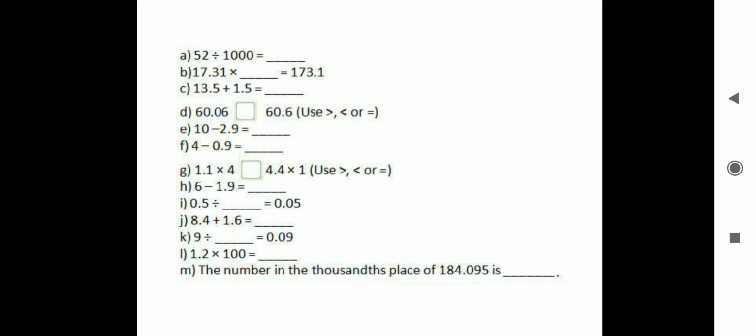Now we have the number in the thousands place. I repeat, the number in the thousands place is dash. So you have to see the first digit after decimal is tenths, the second digit is at hundredths place, and the third digit at thousandths. So here it will be 5. Okay, the number is 5.